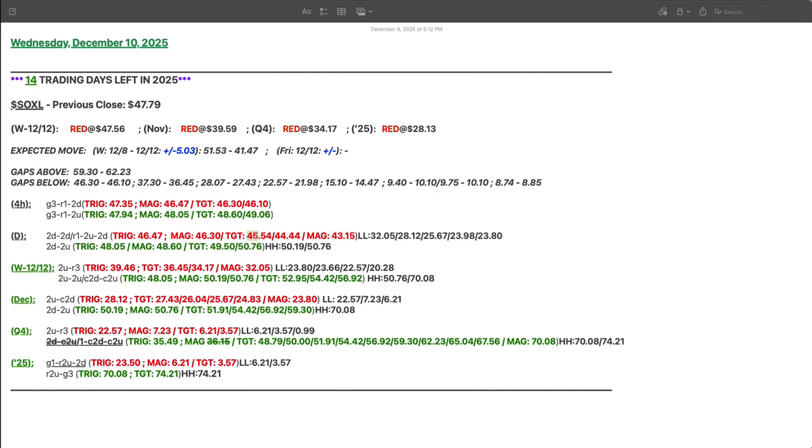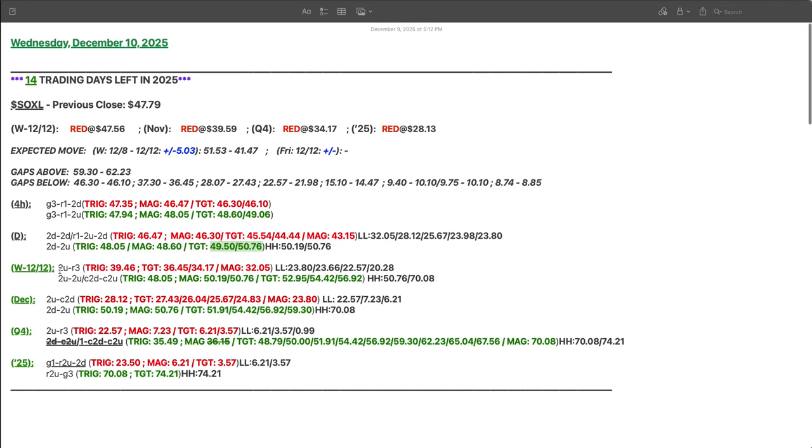But again, we talked about the uptrend that we're in, so we do have possible bounce points at 45.54 and 44.44. To the upside, we would have a 2 down, 2 up reversal triggering at 48.05. Again, not a lot of magnitude there either, about 55 cents at 48.60, but we do have our extended targets of 49.50 and 50.76 out there.